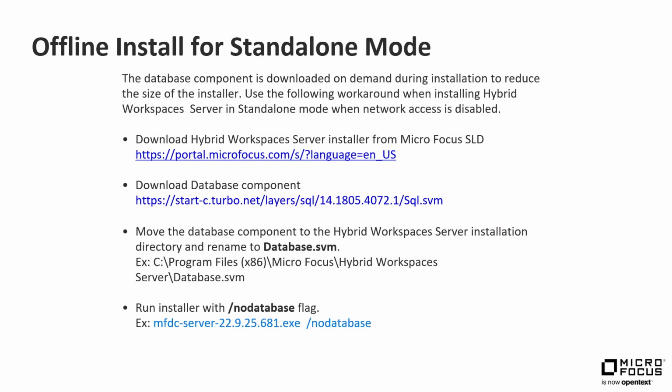If your environment is not connected to the internet or is locked down, you can download the database component from our website, and then you would put it into the Turbo Server installation directory. So substitute the Turbo Server installation directory with the hybrid workspaces variant, and then you would run the installer with the no database flag. And that will use the offline installation mode, so it doesn't try to download the database from our servers, which will fail if you don't have a connection to our servers to download the component from.